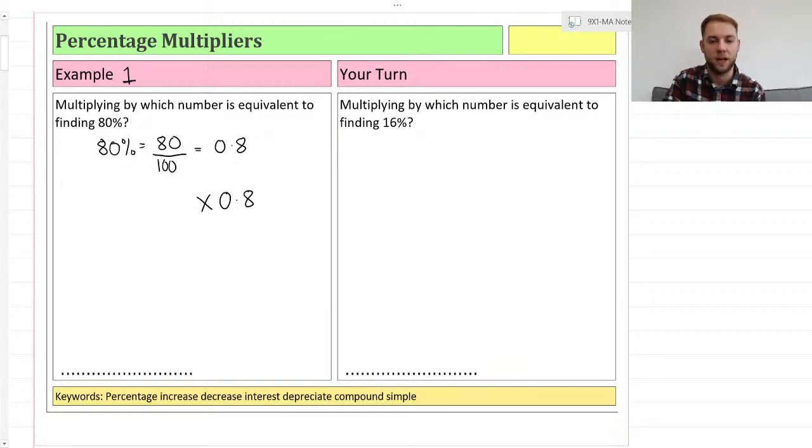This is our multiplier, okay? If I wanted to find 80%, it's simply just times by 0.8. In fact, I'm going to even write that. To find 80%, times by 0.8. So have a go at that one on the right hand side.